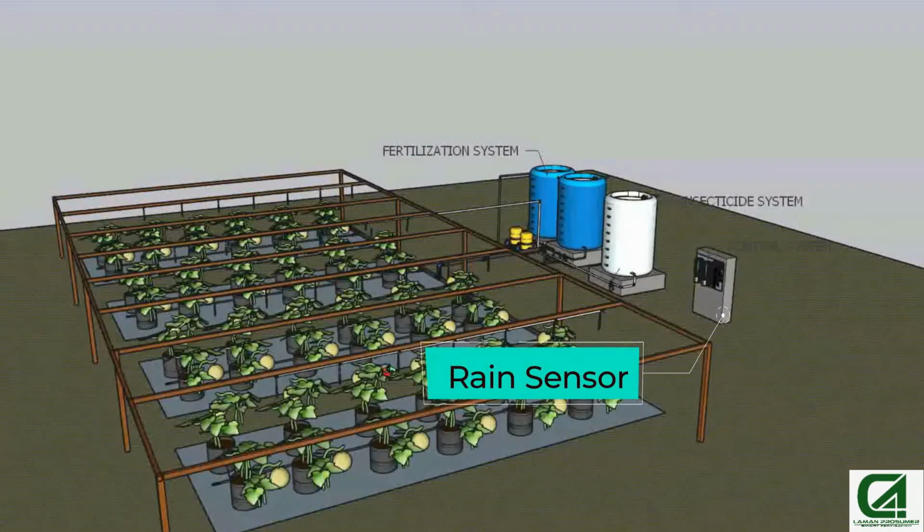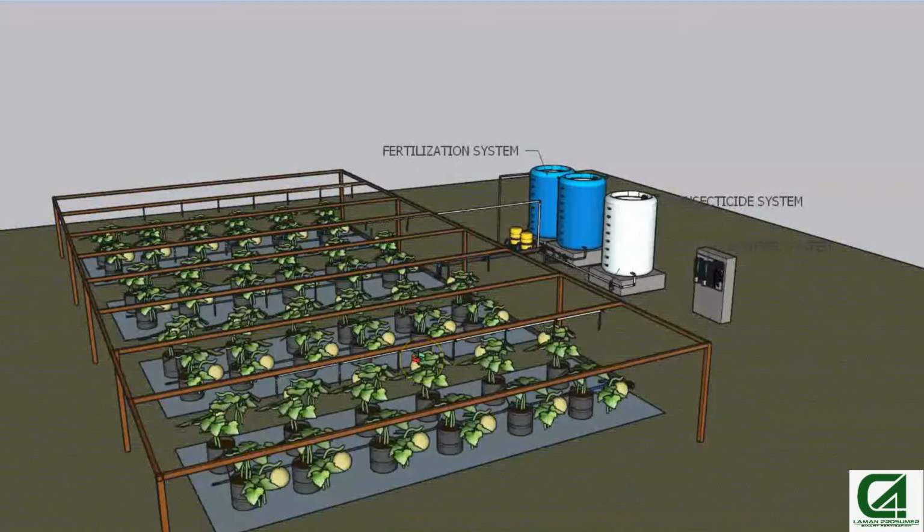Last but not least, we have a rain monitoring sensor. The rain sensor will detect the presence of rain, and on a rainy day, the water distribution system will be automatically turned off to save water and not waste the fertilizer.